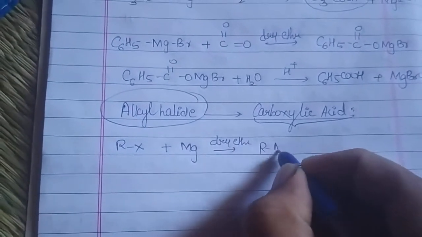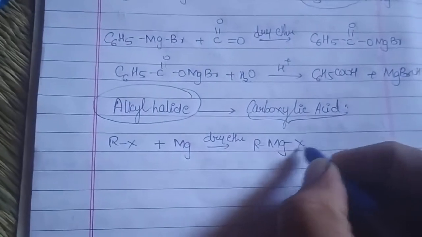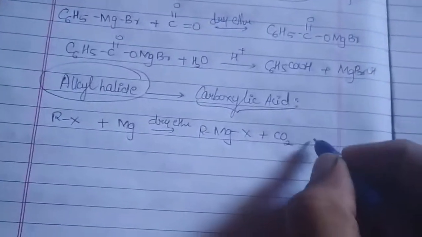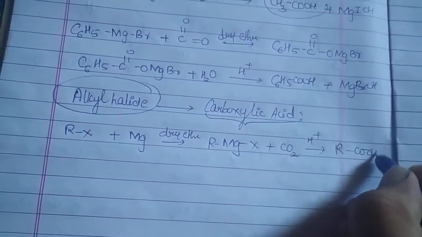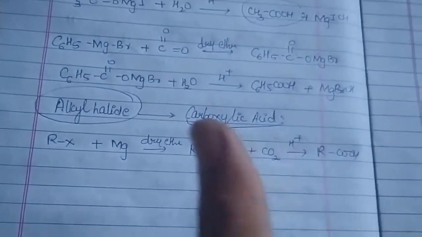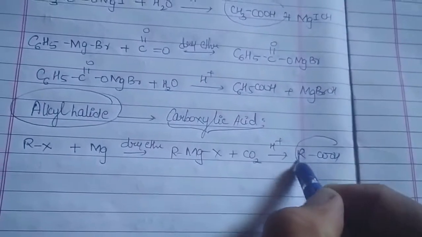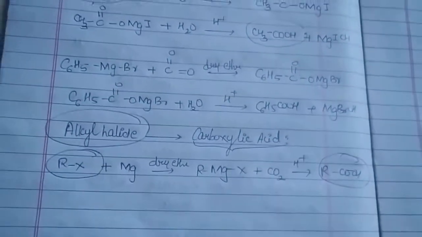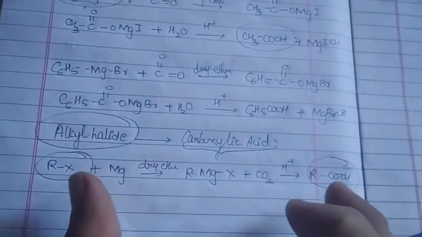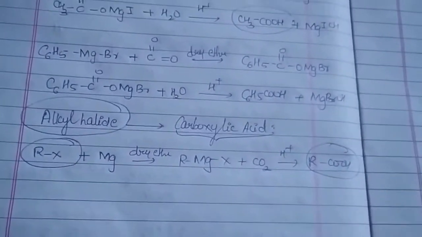Yes, RMgX. Then treating this RMgX with solid CO2 gives you an addition product, which upon acid hydrolysis gives you RCOOH. So what is the fundamental idea over here? The final product, carboxylic acid, has been derived from an alkyl halide. So that is the reason. This is the way of understanding your organic reactions.